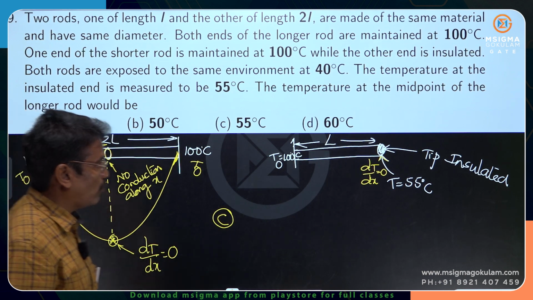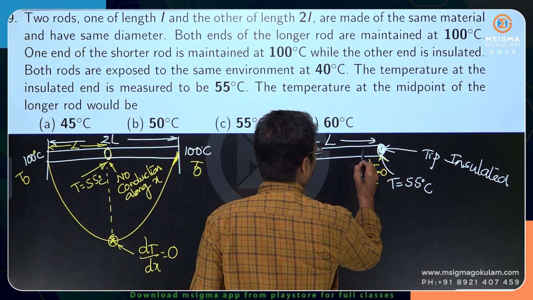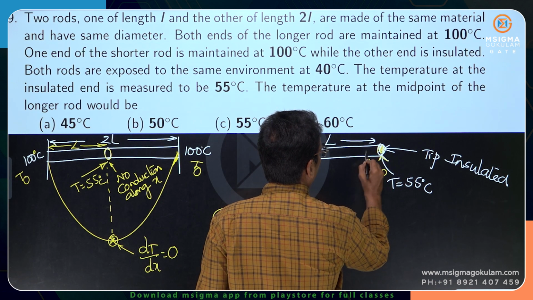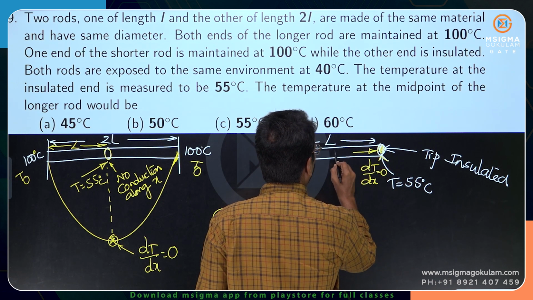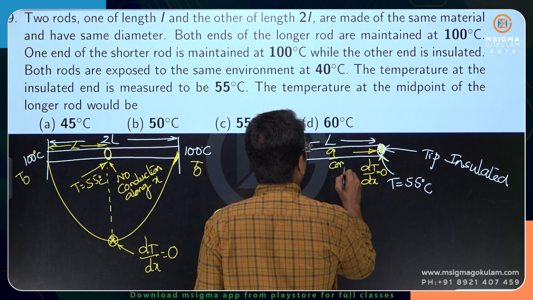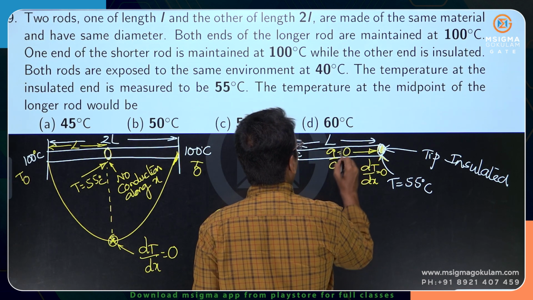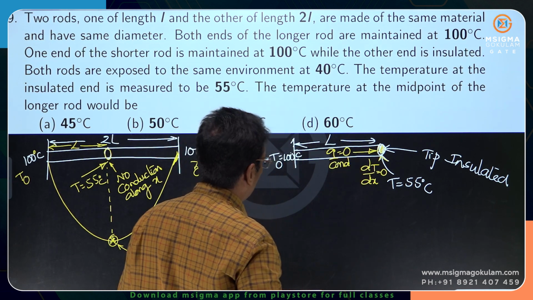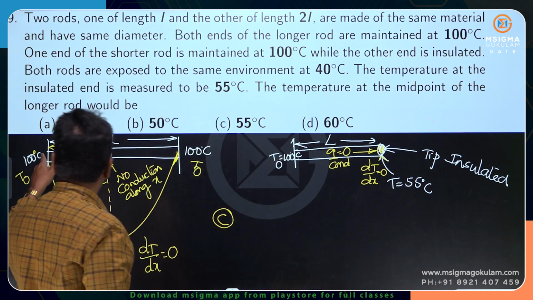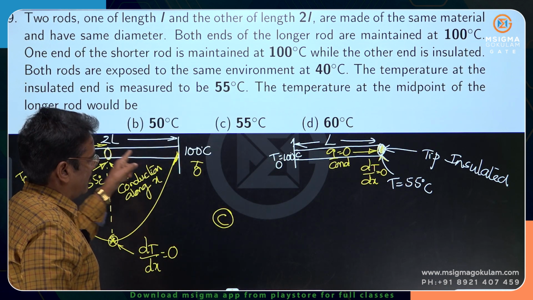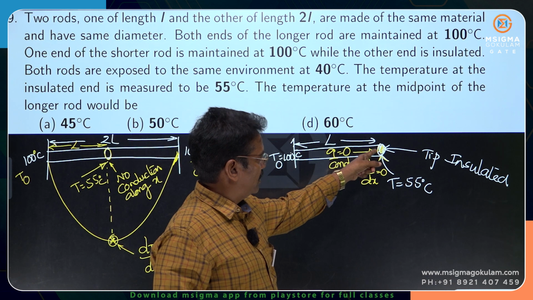We should understand why dT/dx is 0 here, because this is insulated. When it is insulated, it means Q conducted is 0. Look at the second boundary condition of case 2. Here at 100 degrees Celsius, here also 100 degrees Celsius. Here dT/dx is 0, here also dT/dx is 0.